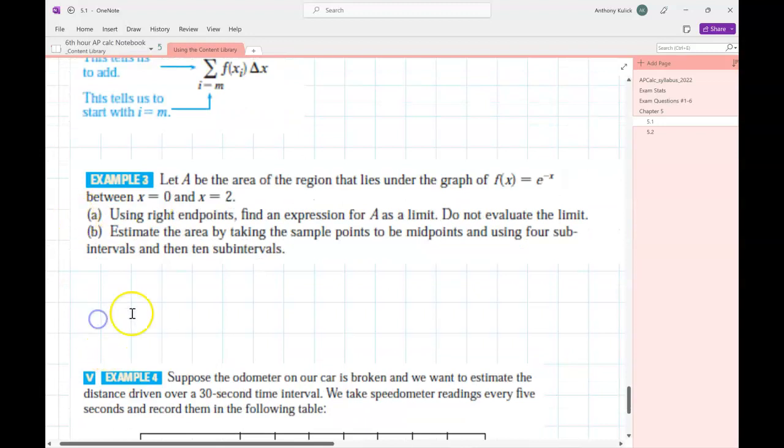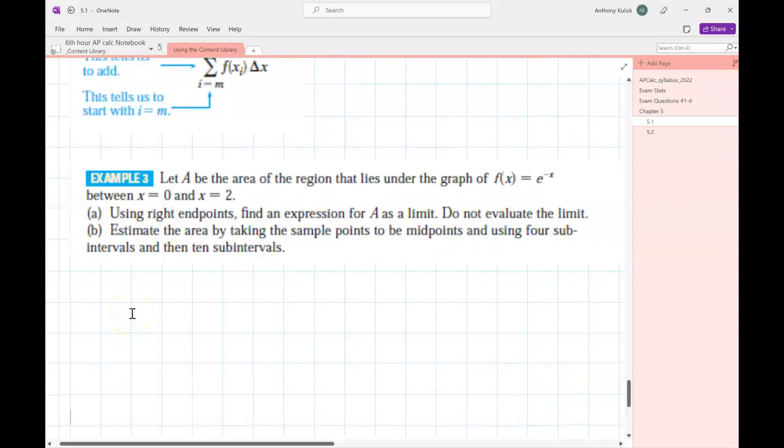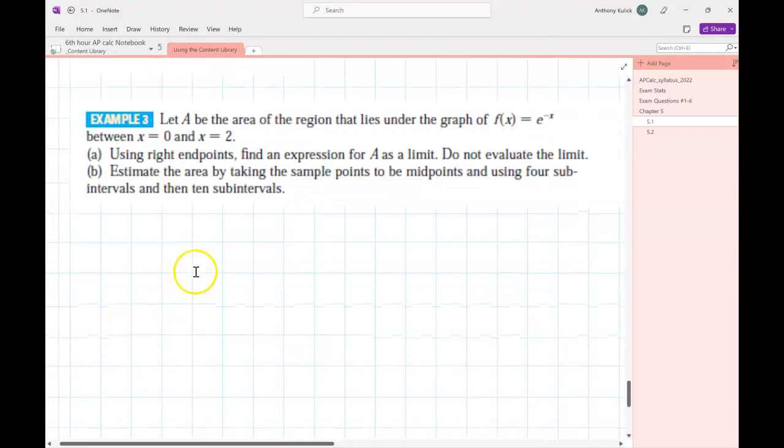All right, I got a couple of examples here. So let's run through one of these. It says, let A be the area of the region that lies under the graph of f of x equals e to the negative x between 0 and 2. Using right endpoints, find an expression for A as a limit. Do not evaluate the limit.